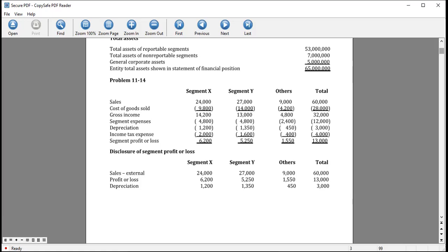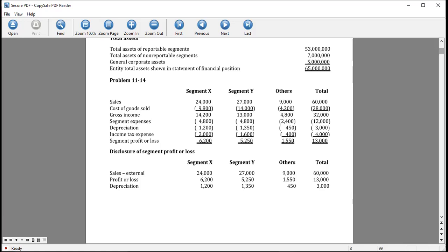So in other words, for the depreciation, we only have the amount of 3 million. We do not include the 1 million. And then for segment expenses, we only have 14 million minus 2 million. And profit or loss as provided in the problem.